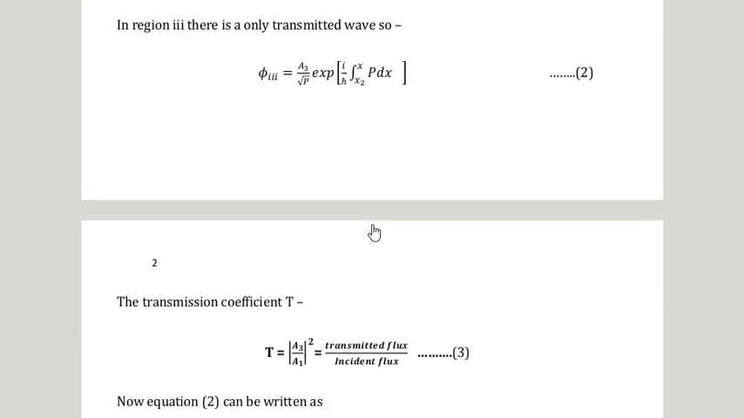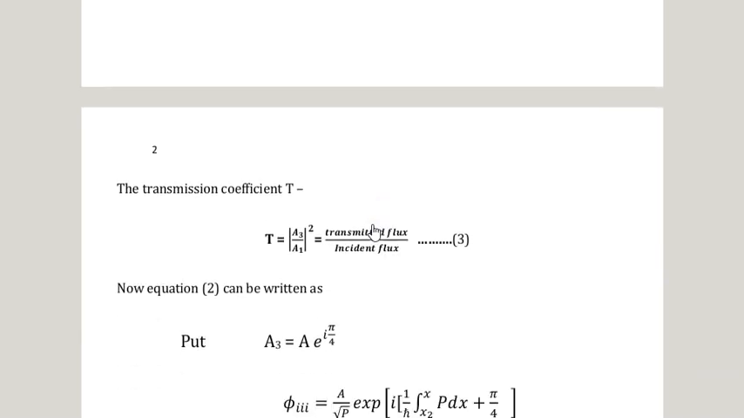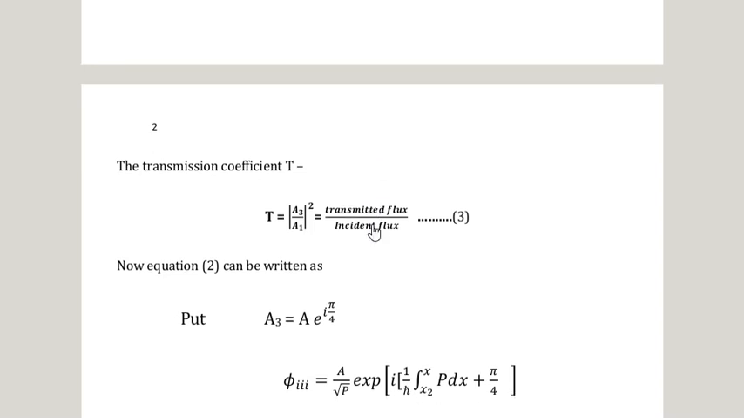The transmission coefficient from the first region to the third region is given by T is equal to mod square of A3 upon A1, that is transmitted flux upon incident flux. Flux means the number of particles passing per unit area per second. So transmitted flux upon incident flux, and A3 and A1 are the amplitude of the final transmitted wave and the amplitude of the initial incident wave.